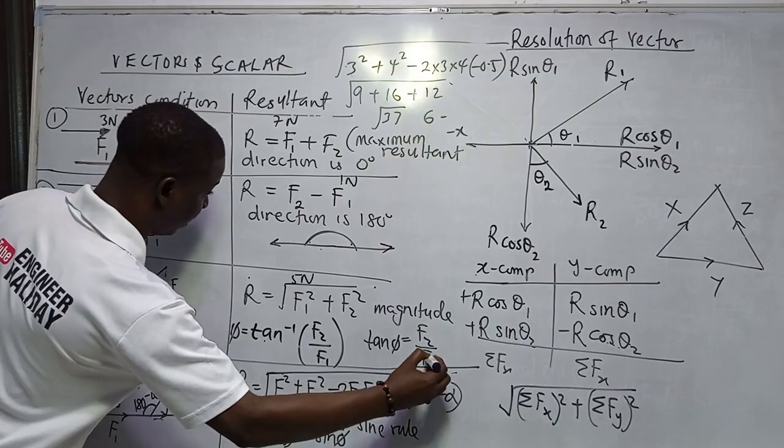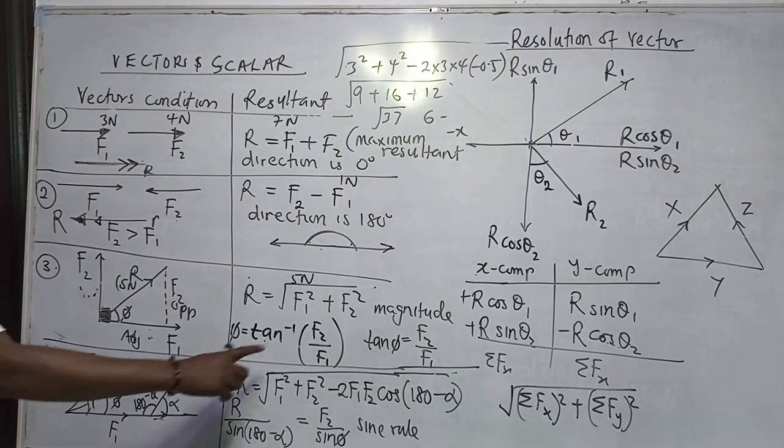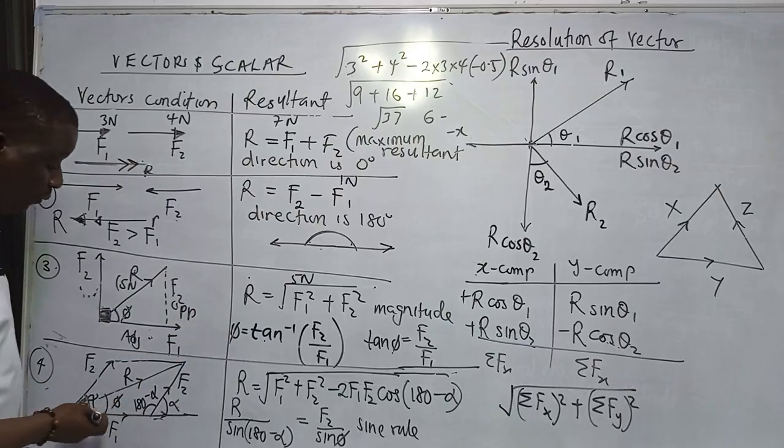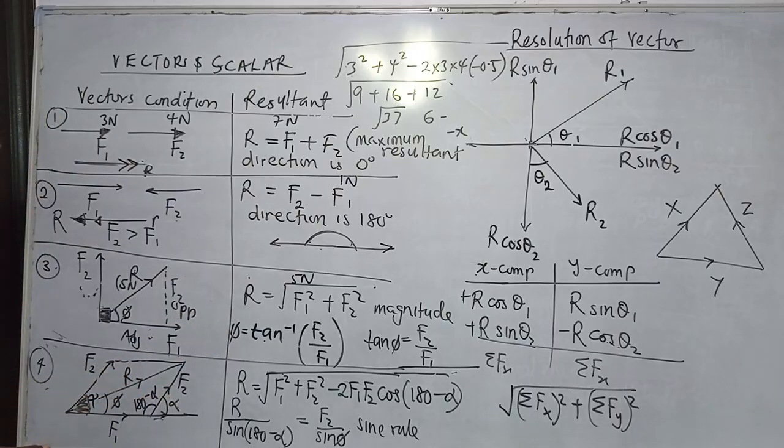F2 over what? If you want to use sine rule, then making phi the subject of the formula, you have tan inverse. So now, this one is for a parallelogram. Maybe the angle between the two forces is 60, not 90 now. Or probably if it is 120, it will be obtuse, and this one is an acute parallelogram.